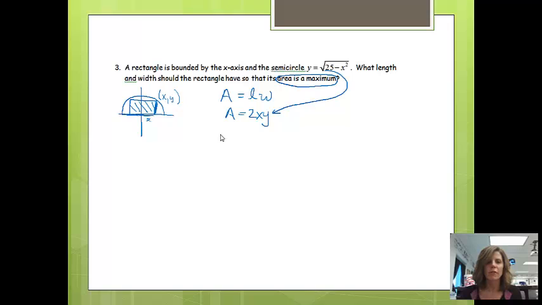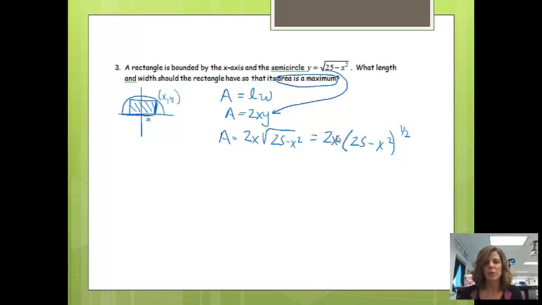So from here, we will get the area is equal to 2x and then square root of 25 minus x squared. All right, now from here we found the area formula. There's only one variable. Our next thing to do is to find the critical numbers, which would be to start by taking that derivative. Okay, before I take the derivative, I'm going to rewrite this as 2x and then 25 minus x squared to the 1/2. And I do notice on this one it's going to be a little bit messy, but we can handle it.